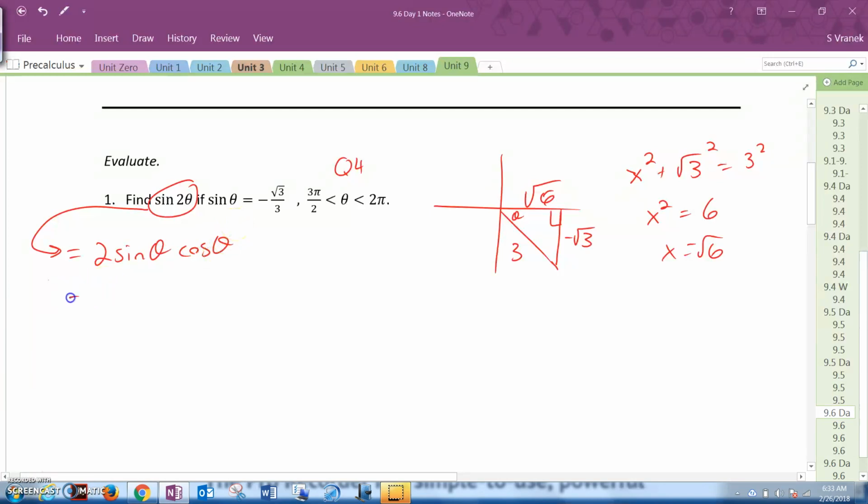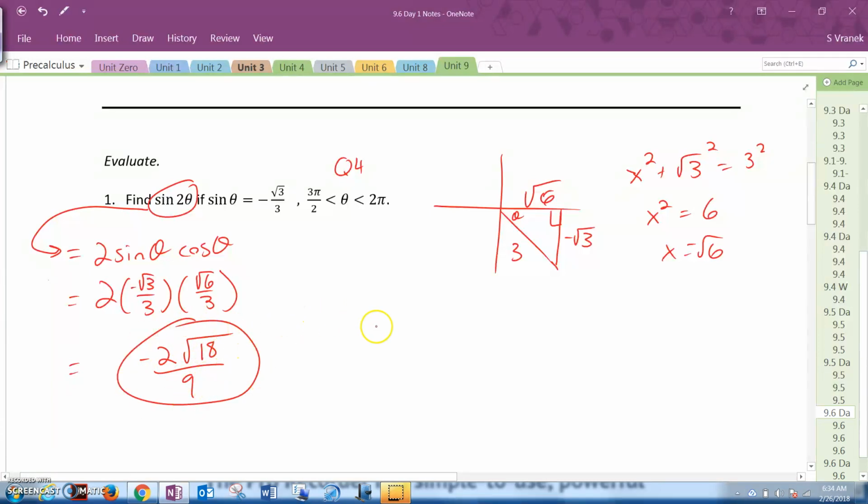So then the next thing you do is plug in what sine and cosine of theta are. They gave you sine of theta in the problem, so you just write root 3 over 3. And now we have cosine of theta, which is root 6 over 3. So then you get a final answer of negative 2 root 18 over 9. You can also simplify that, root 18 is 3 root 2, so it'd be negative 2 root 2 over 3, I believe. When you take the 3 out, you're left with the 2, and the 3's will cancel. So this is the equivalent. If you simplify, you should get that.